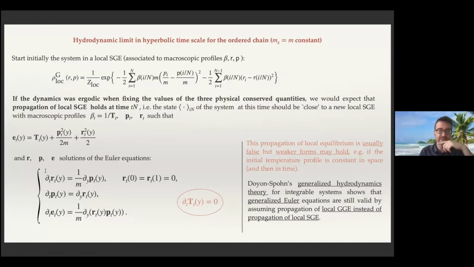where r and p are just the solution of the wave equation. And okay, so in particular, this Euler equation doesn't develop any shocks. So if you start with some smooth initial condition, at time t, you will get some smooth condition. There is no dissipation and so on. And okay, of course, you can say, okay, that is false. We know that it is not true that the hydrodynamic limit for the harmonic chain with constant masses is given by that.